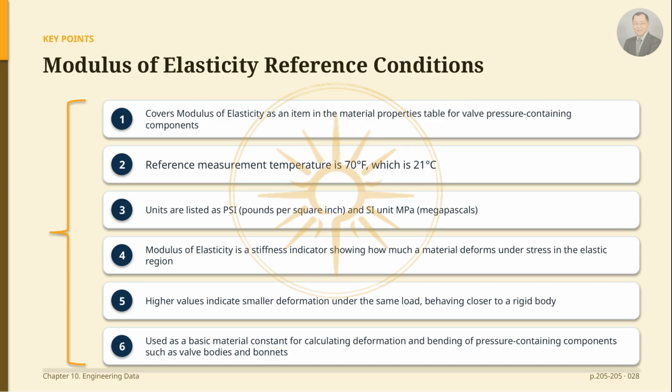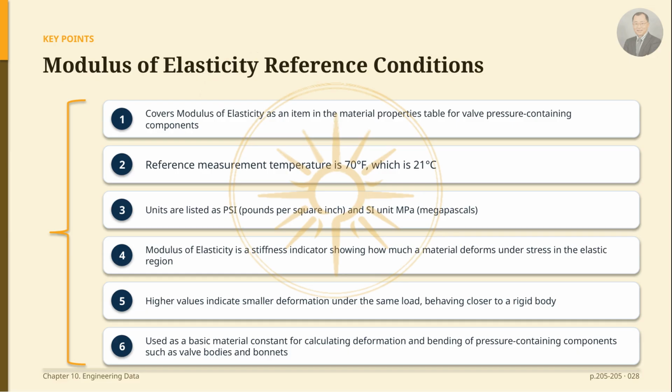Now, I'd like to introduce the modulus of elasticity item within the material properties table for valve pressure-containing components. In this table, the modulus of elasticity is presented as a value at a specified reference temperature, which is 70 degrees Fahrenheit or 21 degrees Celsius. The units are provided in psi or pounds per square inch, along with the SI unit MPa or megapascals, so you can read and use them directly in both unit systems.